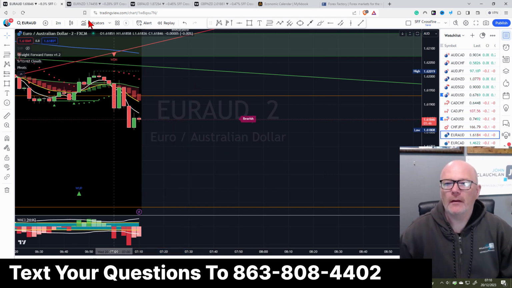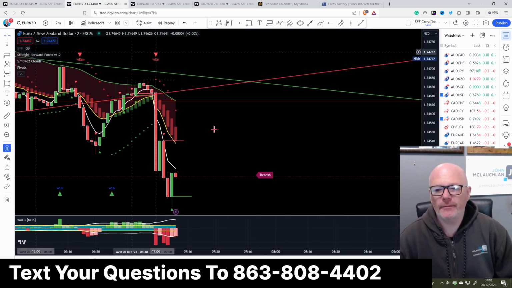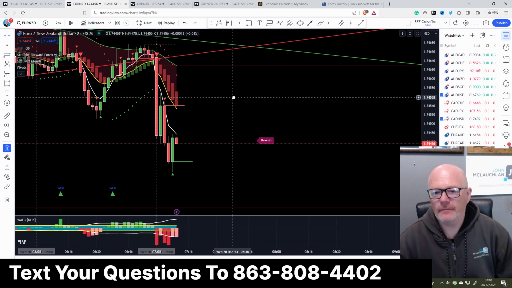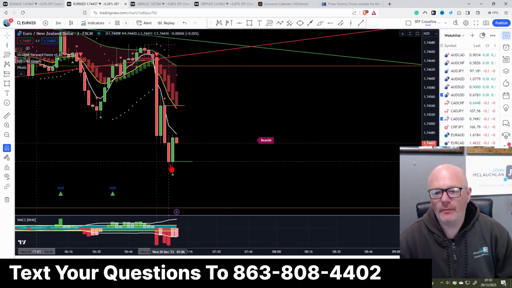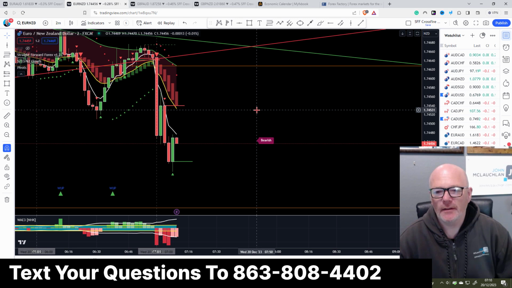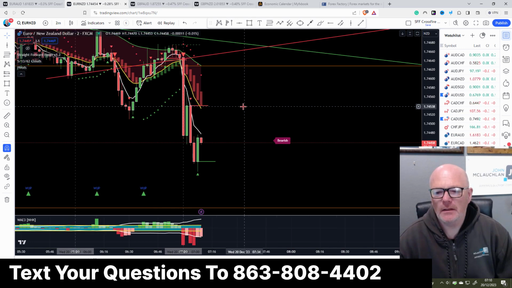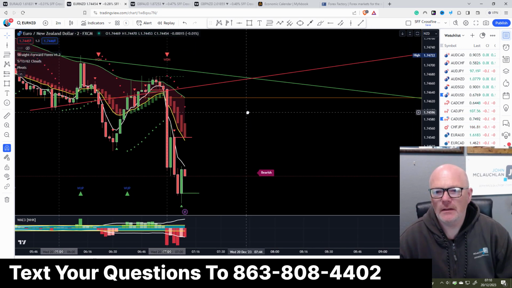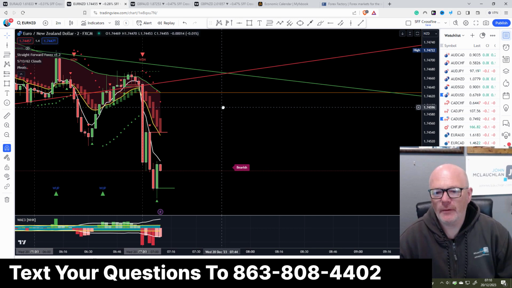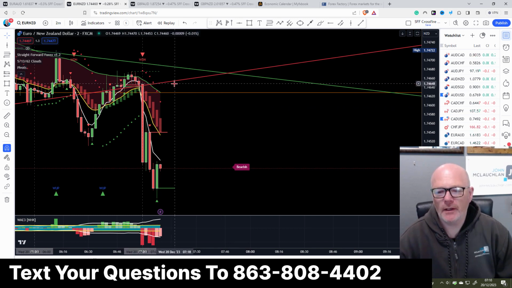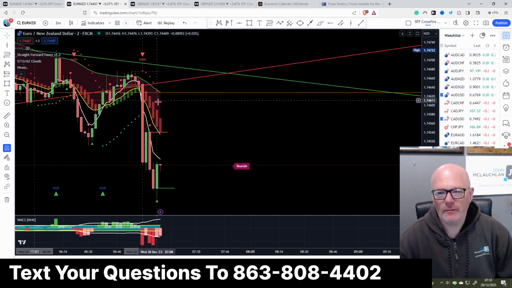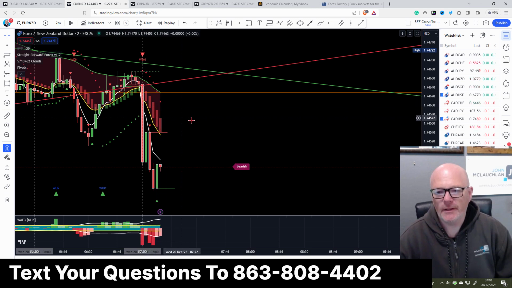There we go. Good. Euro NZD. Still massive pushes to the downside. And again, if we look at the strategy, we're below a trend line. We've got the wave down. We've got the PSAR flip. Look at the distance between the PSAR and the body of the candle. A big lot of distance.